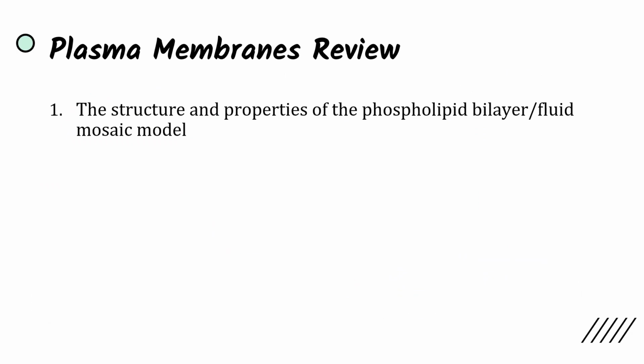So, plasma membranes review: all you have to know are the structure and properties of the phospholipid bilayer and the fluid mosaic model. You have to know your phospholipids and how they have a head and a tail of different polarities. They're going to be arranged in the phospholipid bilayer, and there are going to be these other components embedded into this bilayer, namely proteins, glycoproteins, glycolipids, and cholesterol. So hopefully this was helpful, and next up we are going to be talking about membrane permeability and things that can travel through the membrane in and out of the cell.